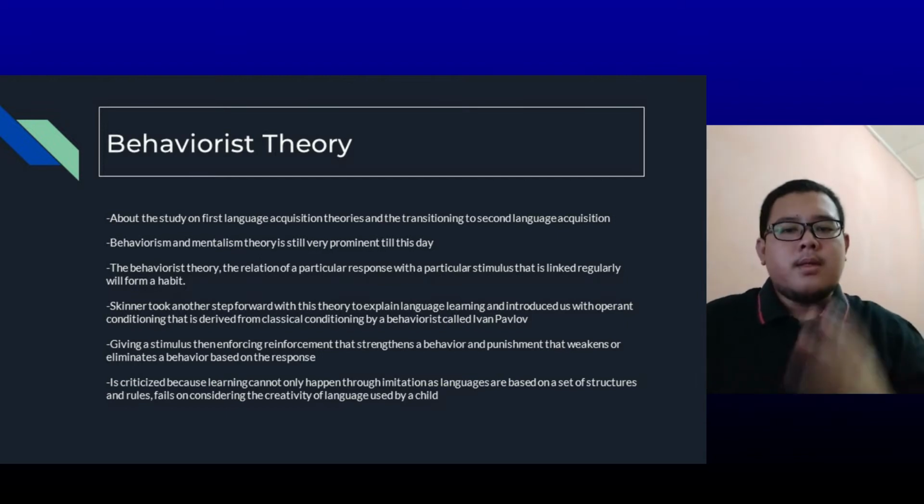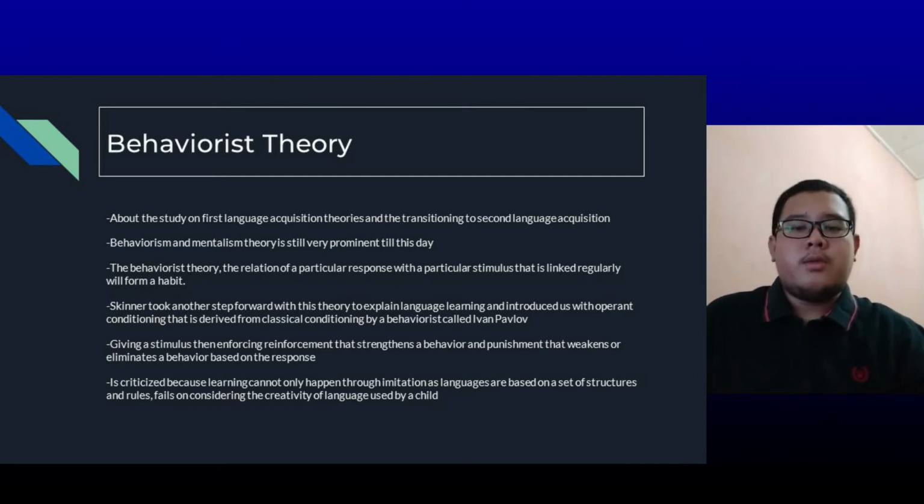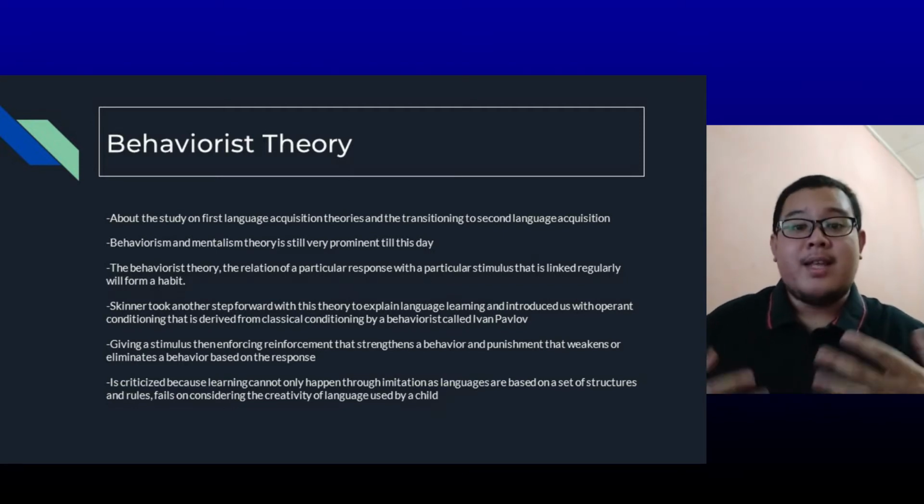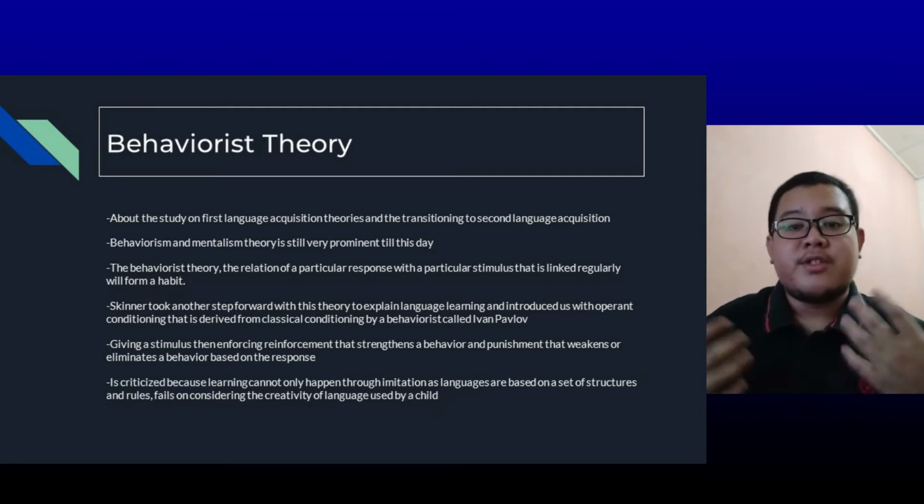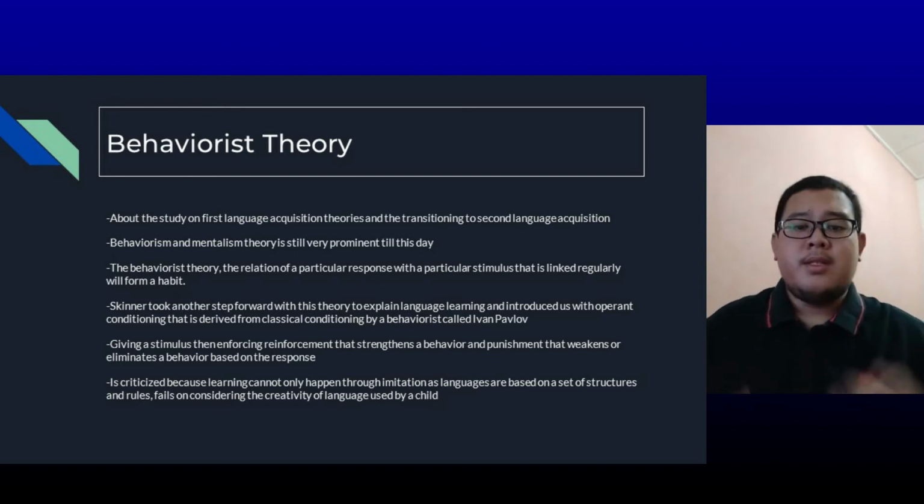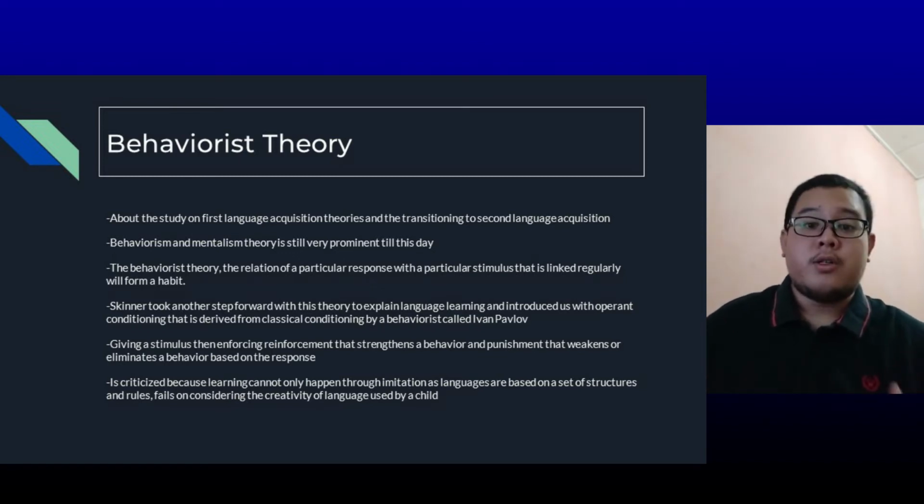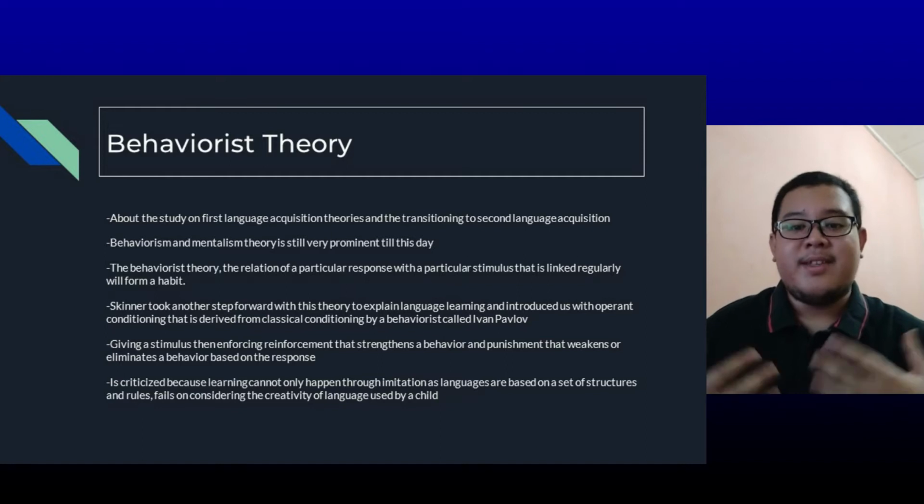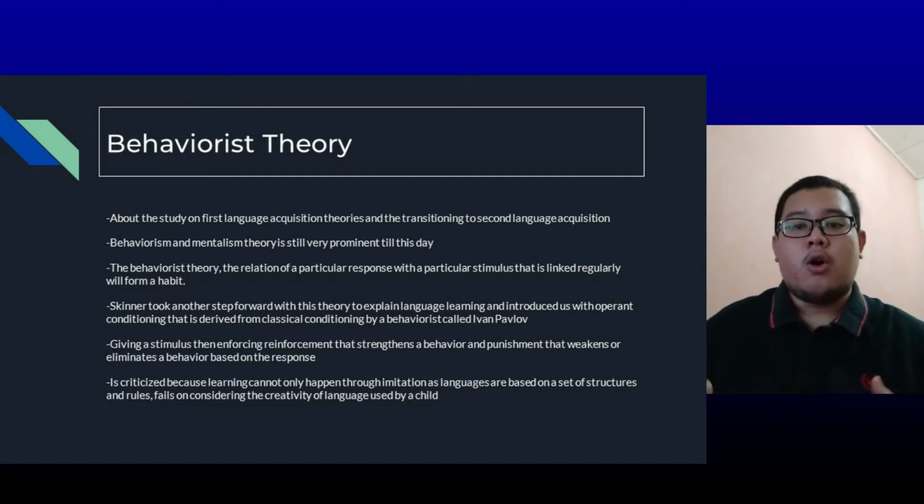is formed. In this research, the author also explained that the behaviorism theory has always been criticized, because learning cannot happen only through imitation, as language is a set of structures and rules. This theory also fails to consider the creativity and novelty of language used by a child.